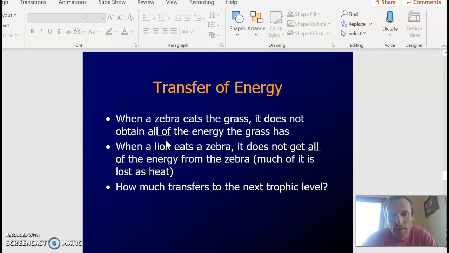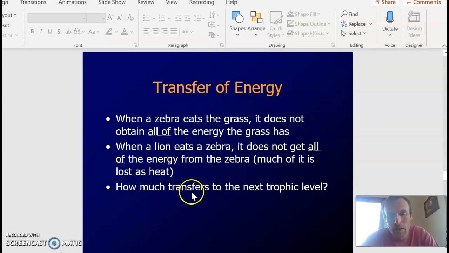It's very inefficient. And you know this, when you eat something, it actually helps you warm up a little bit. And as you burn that energy, that heat is released, and if you have a jacket on, it keeps you warm.